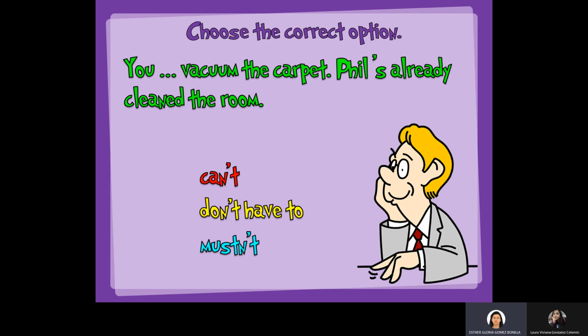Very good. Something that is not necessary. It's not necessary because Phil has already done the activity. That's why you say you don't have to vacuum the carpet. Phil's already cleaned the room. Very good. Let's go on with the next one.